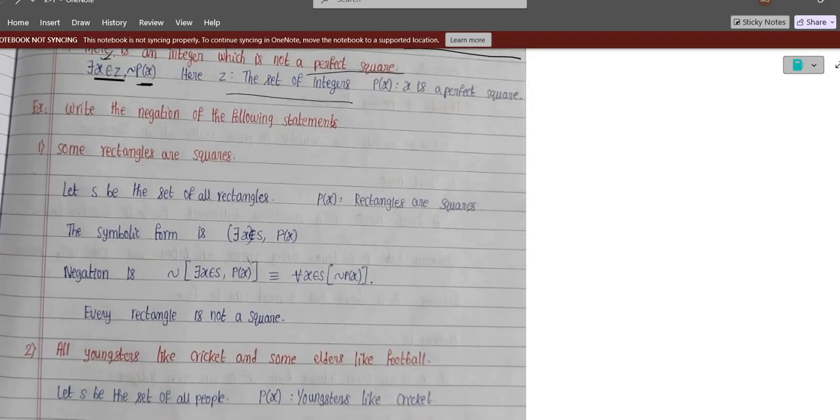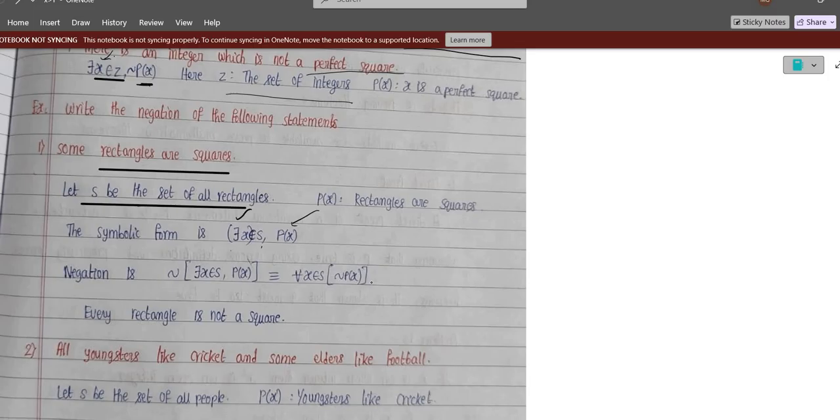Again, negation formation problems are there. Write down: some rectangles are squares. Here S denotes the set of rectangles. In this set, some rectangles are squares. P of x is rectangles are squares. So "some" is there. That's why there exists x belongs to S. No negation, "not" is not there. That's why I am writing P of x only.